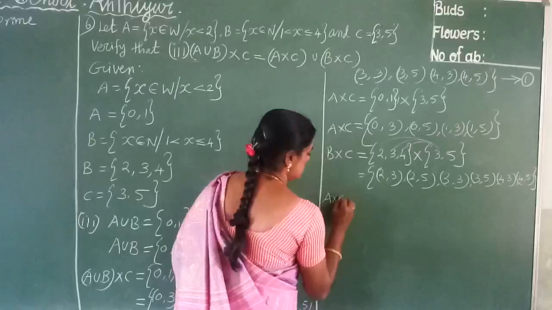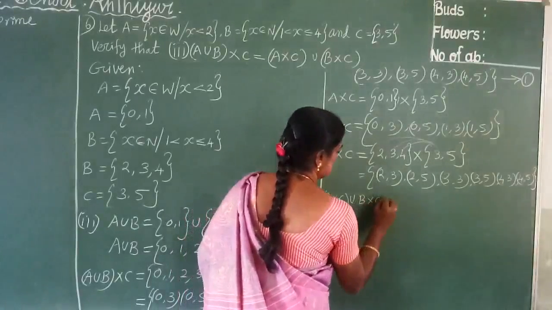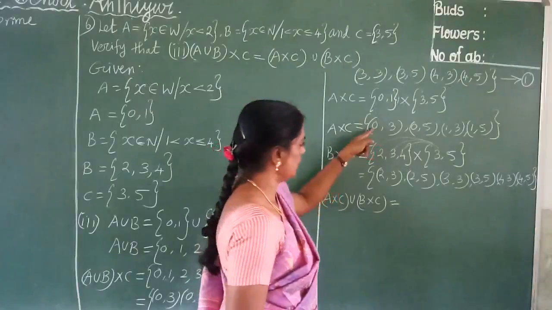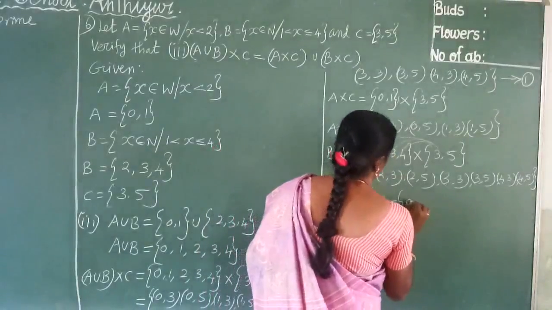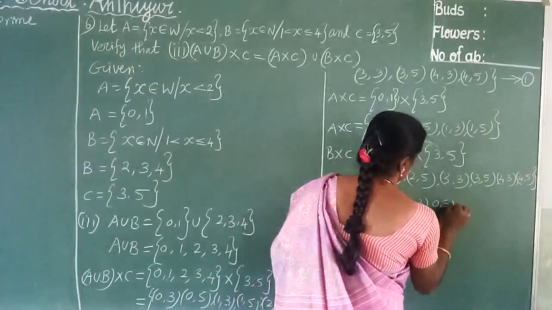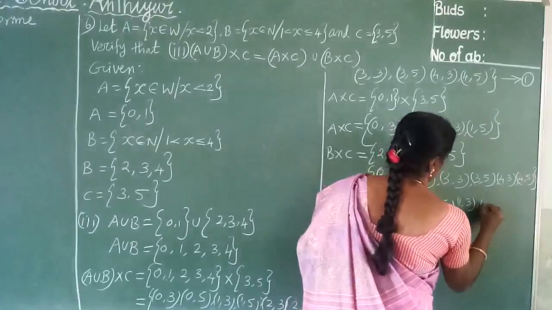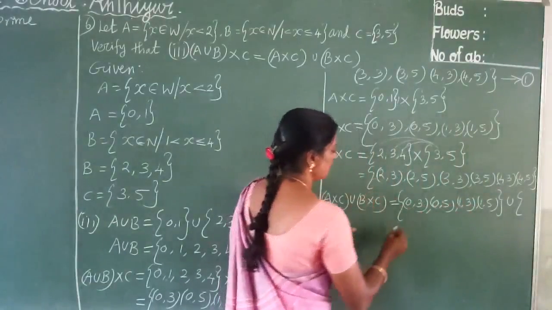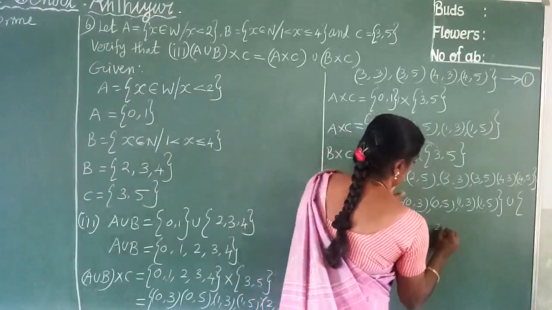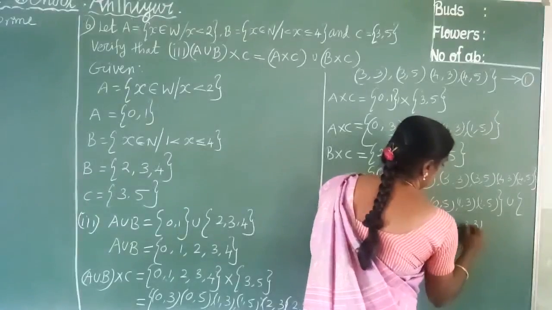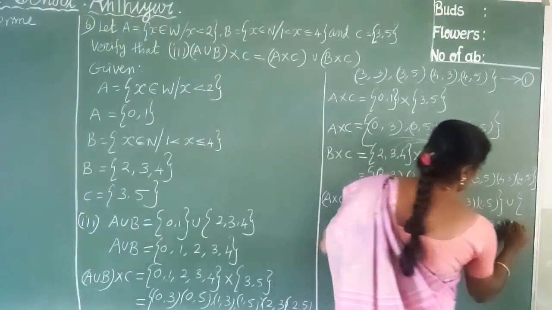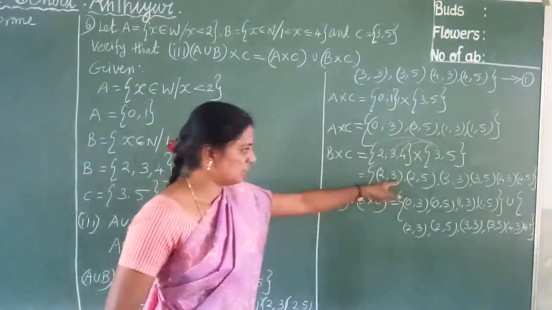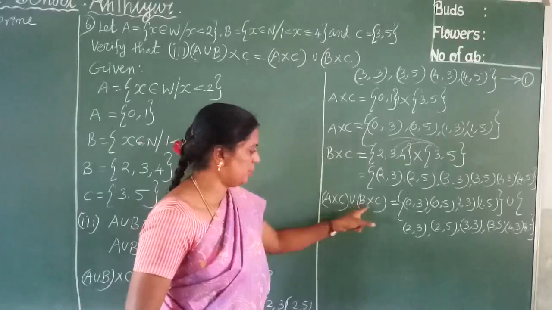So A cross C union B cross C. So combine these two sets. Any repeated elements, write only one time. So first write A cross C: 0, 3, 0, 5, 1, 3, 1, 5 union B cross C: 2, 3, 2, 5, 3, 3, 3, 5, 4, 3, 4, 5. That's all. Now combine these two sets A cross C and B cross C.